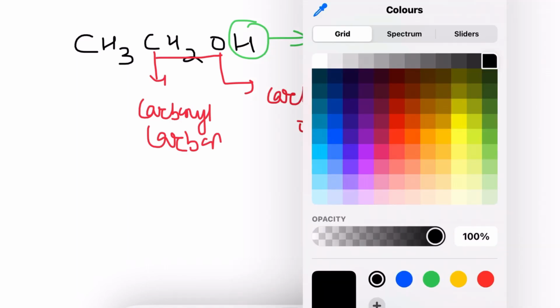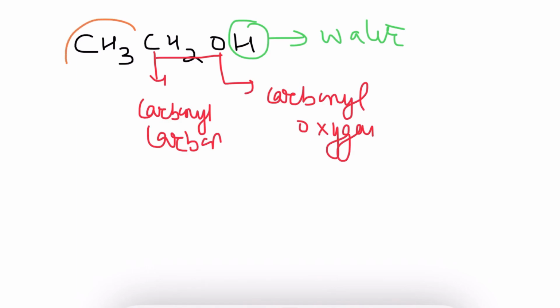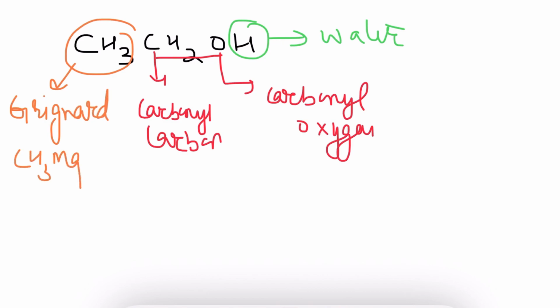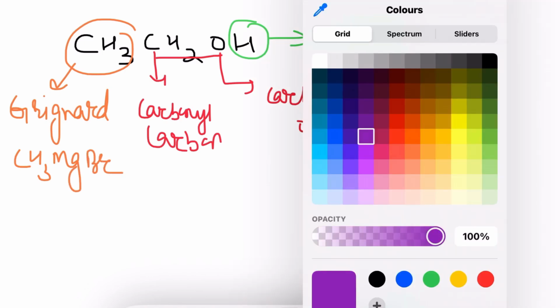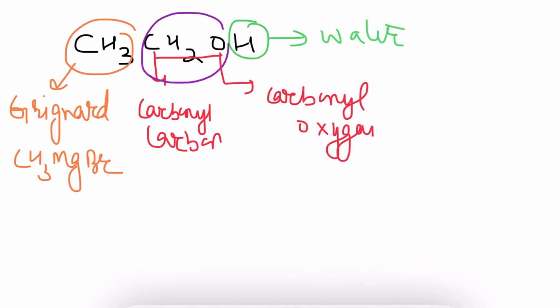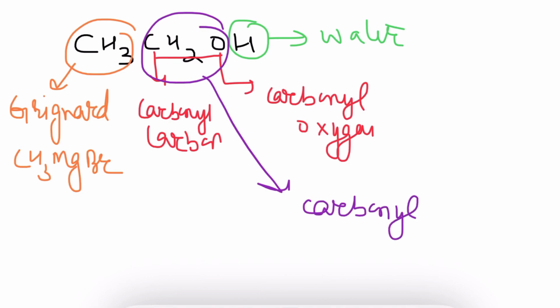And this part comes from Grignard reagent. So our Grignard should be CH3MgBr. Now the leftover part is CH2O here. So our carbonyl part, which undergoes addition reaction with CH3MgBr to form this alcohol, is CH2O. CH2O means HCHO.